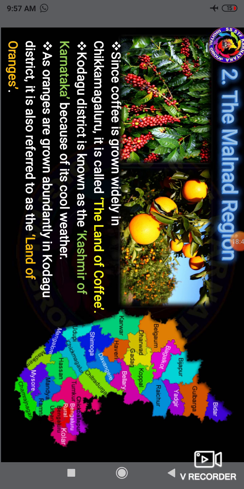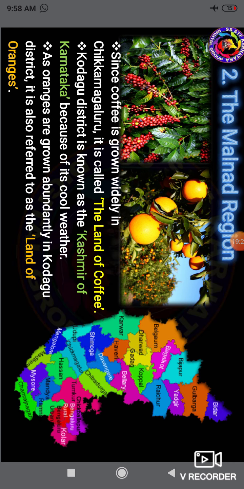It is called the land of coffee. There are so many areas we see in Chikmagalur growing coffee estates. And then Kodagu district is also known as the Kashmir of Karnataka, because of its very cool weather. And oranges are grown abundantly in Kodagu district, so it is also referred to as the land of orange. In Kodagu we see so many oranges growing, so it is called the land of orange.